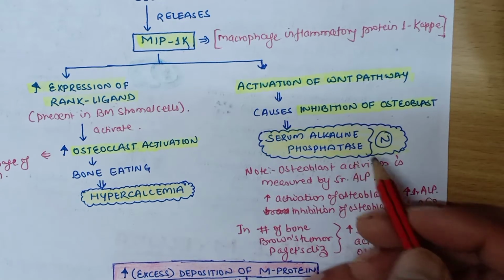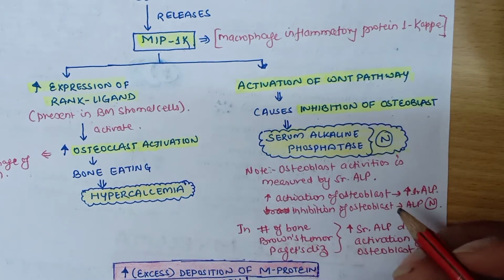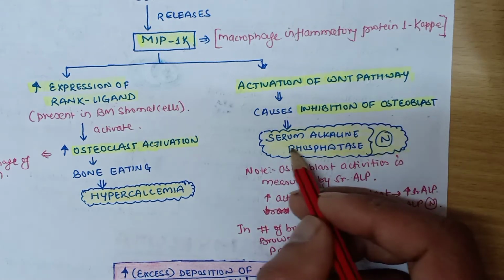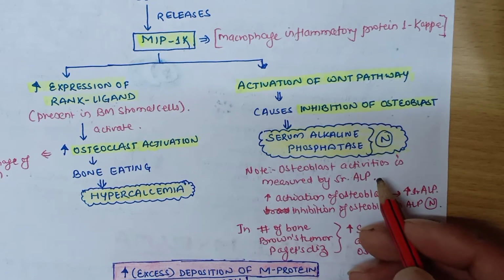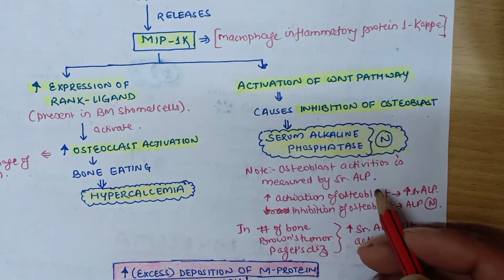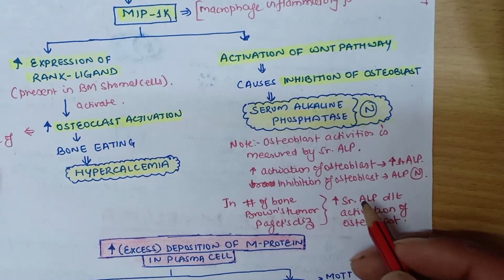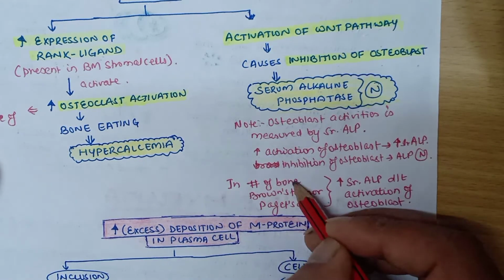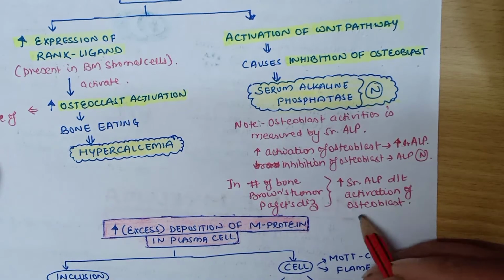So remember, whenever there is activation of osteoblast, there will be increase in serum alkaline phosphatase. But when there is inhibition of osteoblast, the serum alkaline phosphatase will be normal. So osteoblast activity is measured by serum alkaline phosphatase. In case of traumatic bone fracture, Brown's tumor and Paget's disease, the serum alkaline phosphatase level will be high because there will be activation of osteoblast.